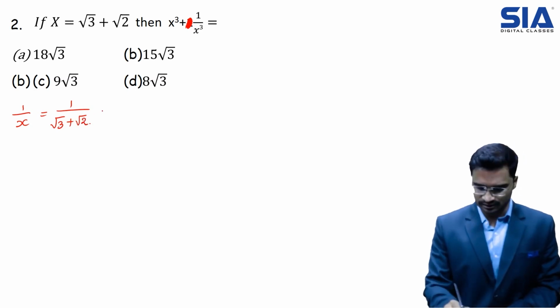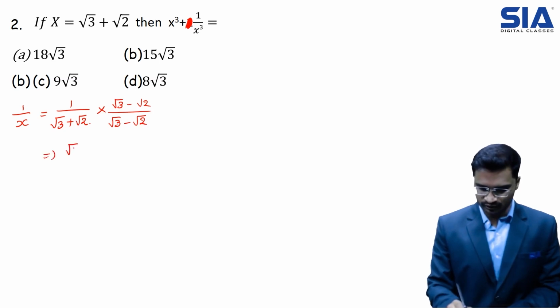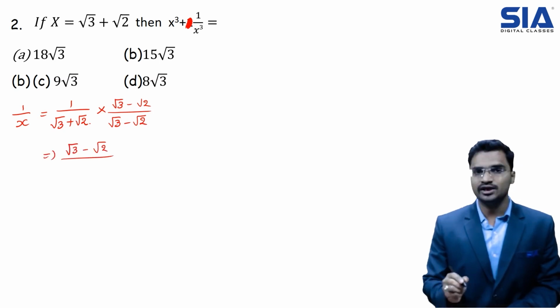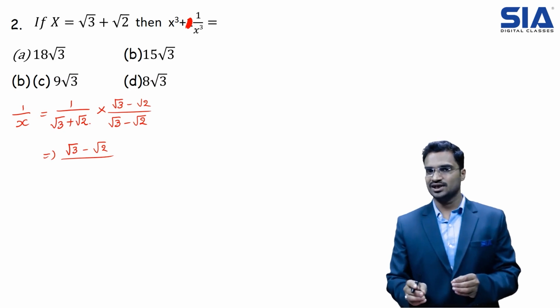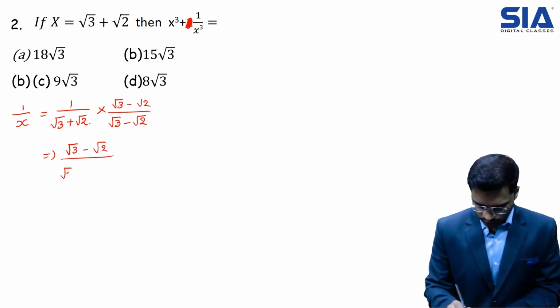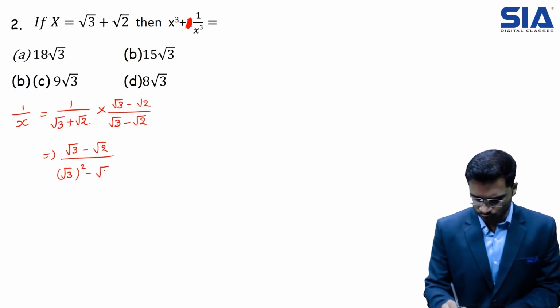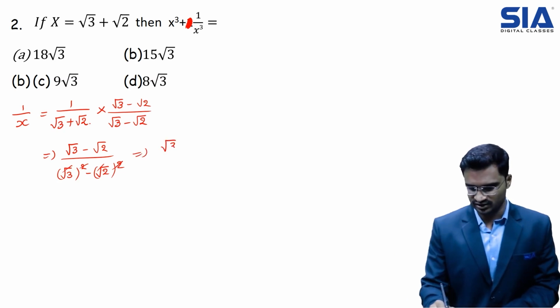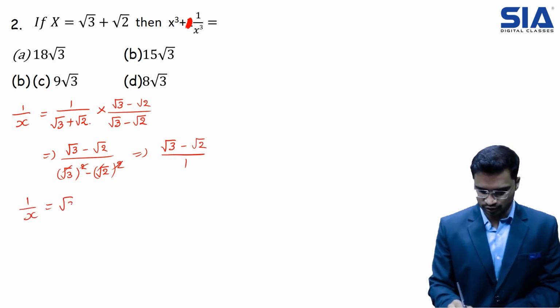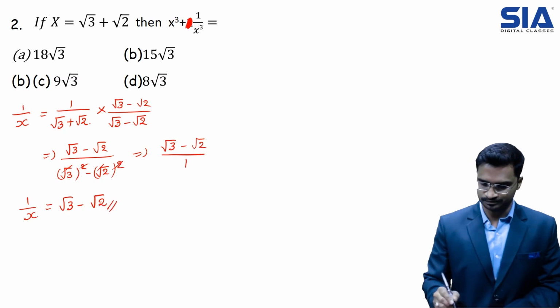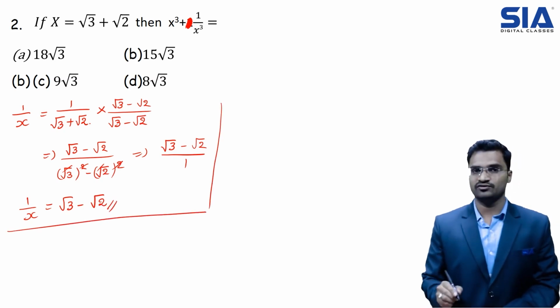Now let us rationalize this particular surd. So root 3 minus root 2 divided by root 3 minus root 2. In the numerator we have root 3 minus root 2, and in the denominator we have a format like a plus b into a minus b. So a plus b into a minus b gives us a square minus b square. So root 3 whole square minus root 2 whole square. Square and root get cancelled. Now we are left with root 3 minus root 2 divided by 1. So 1 by x is equals to root 3 minus root 2. So we have got the value of 1 by x also.